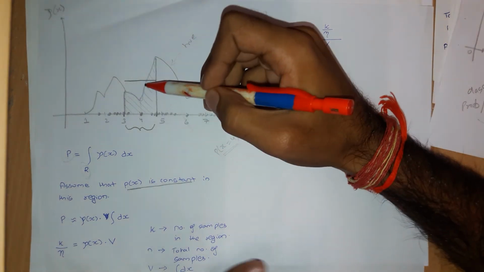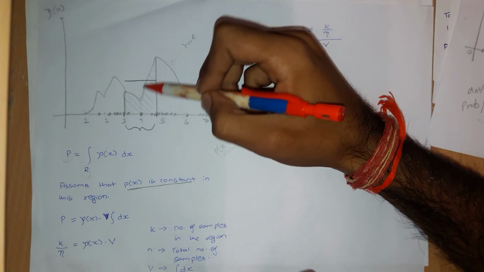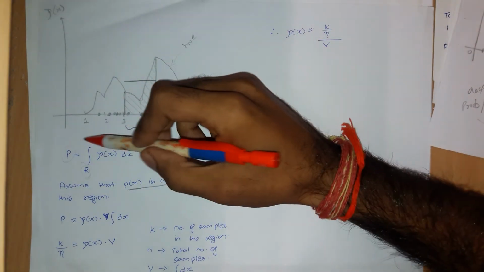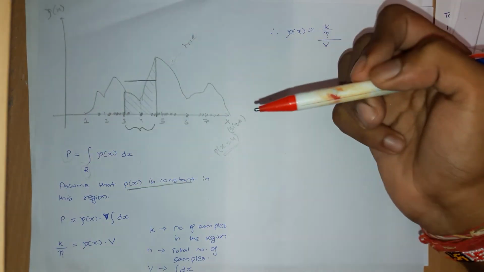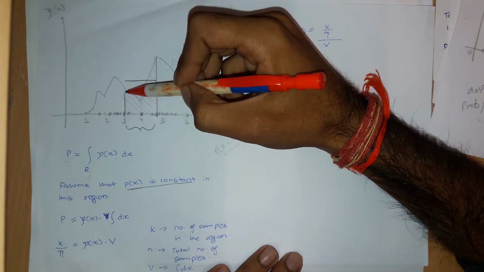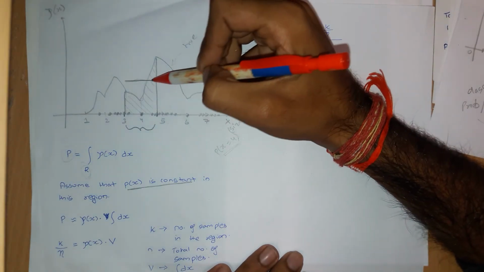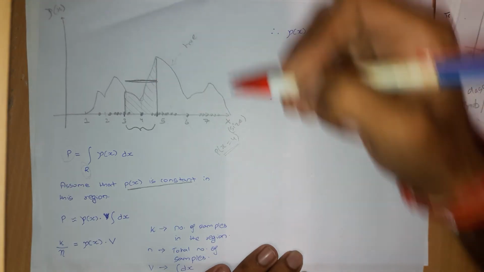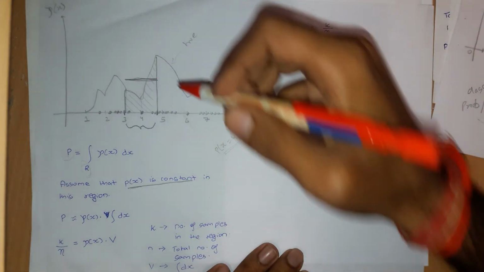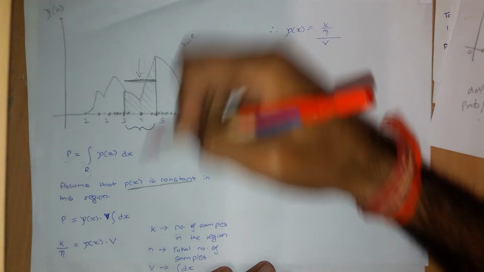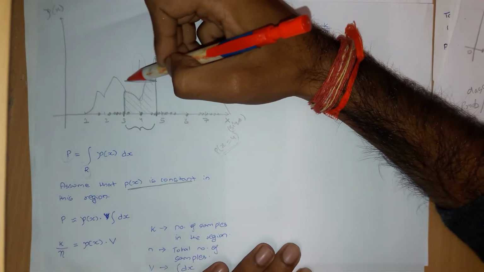Because I don't know what this distribution is, I don't know the function, I cannot integrate this particular thing. I don't know what p of x is. So I assume that this is constant with respect to x. So this is something like this. And what this constant will be, we'll come to that.